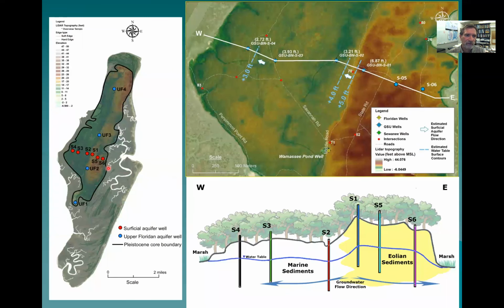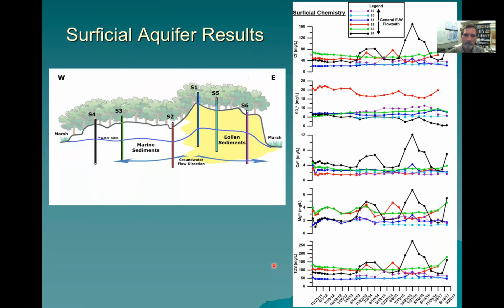Now I'll share some of the results from our surficial wells. Again, we have a series of 6 wells in an east-west transect across the island. Here are the wells plotted on a LiDAR topographic map. We initially installed 4 wells, with well 1 on the crest of the topographic high and well 4 on the marsh side of the island. Two years later, we installed wells 5 and 6, completing our traverse across the island. These wells range in depth from 20 to 25 feet below land surface, and are instrumented with data loggers.